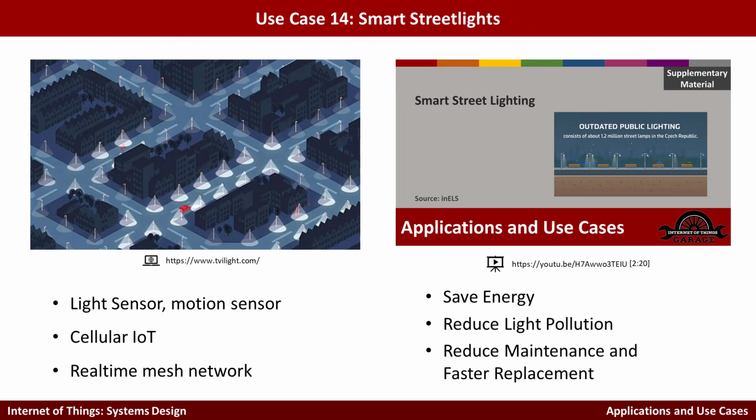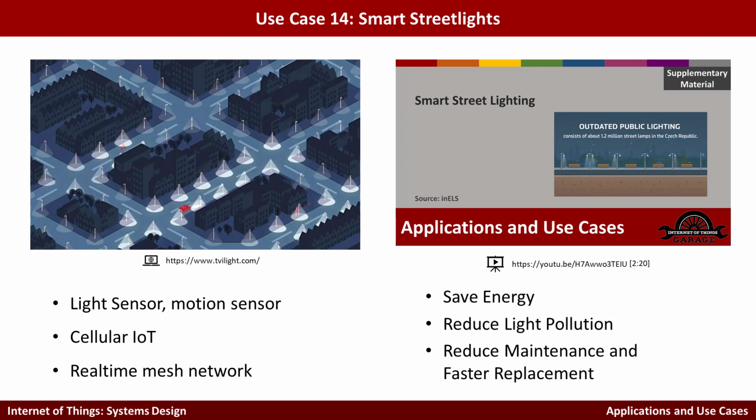This use case focuses on smart street lights. Basically, they have developed a smart street light system where they use lights and motion sensors to automatically switch on the lights when someone is moving close by. They use cellular technology to communicate the data, and they also create a real-time mesh network to pass the data around from street light to street light. So when someone is moving around the road, the street lights get information quickly from each other.